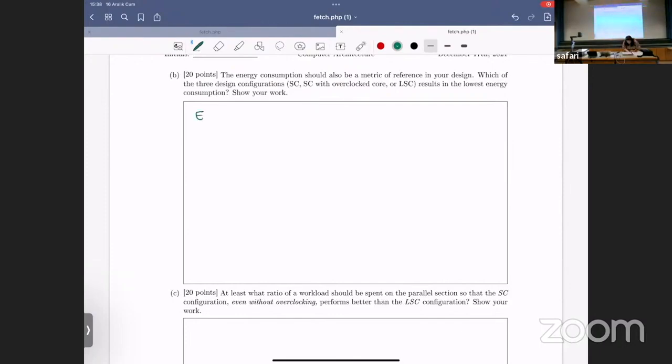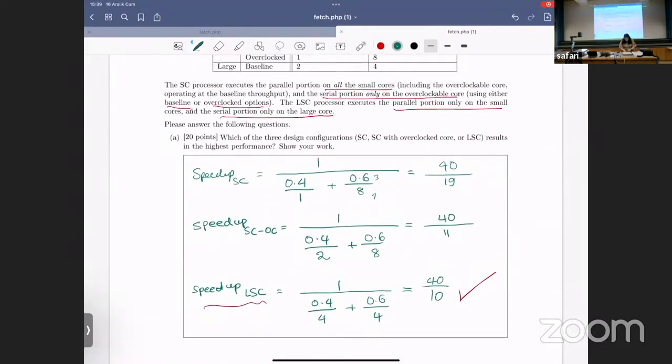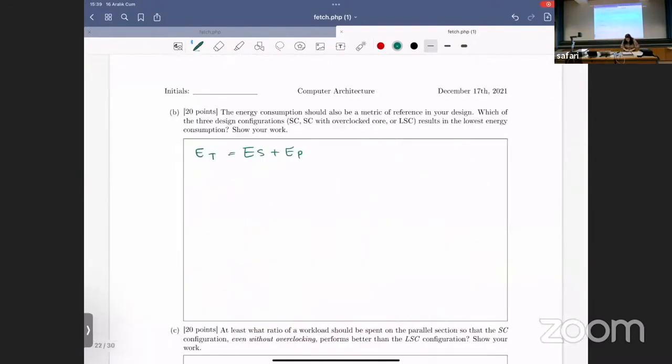When we want to find the total energy, we need to find the energy spent on the serial portion and the energy spent on the parallel portion. We know the ratio of time spent on the serial portion and the parallel portion, right? For example, here, 0.6 divided by 8, let's say, could be the parallel part, whereas 0.4 could be the serial part. If you have the paper, you can flip it easily and quickly do the calculations in this case.